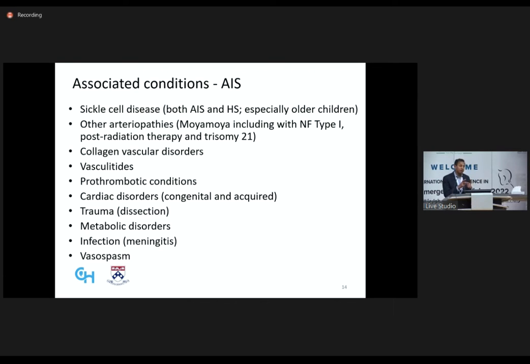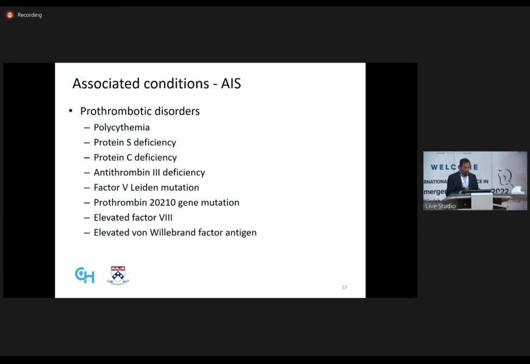Cardiac disorders. So wherever there is a right to left shunt, and if it is not being corrected, then potentially an embolus can go from the right side into the left side and up the internal carotid artery into the brain. Trauma can cause dissection, metabolic disorders, infection, vasospasm, severe meningitis, whether bacterial meningitis, tuberculous meningitis, or any of those things can ultimately be associated with thromboembolic events. And then prothrombotic disorders, like I mentioned, various things like protein C deficiency, protein S deficiency. I'll not go into detail. We've all sort of heard about them.